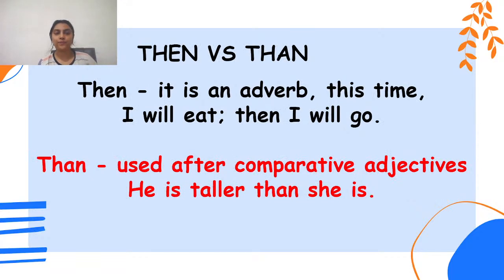Moving on to the next one, which is then versus than. Okay, then is an adverb, and it indicates what's going to happen next. Many a times we use this, but you should be very careful when you are starting a sentence with the word then. I will eat, then I will go shopping, then I will come back home, then I will have dinner, then I will go to bed, then I will wake up. People tend to get very repetitive when they are using the word then.